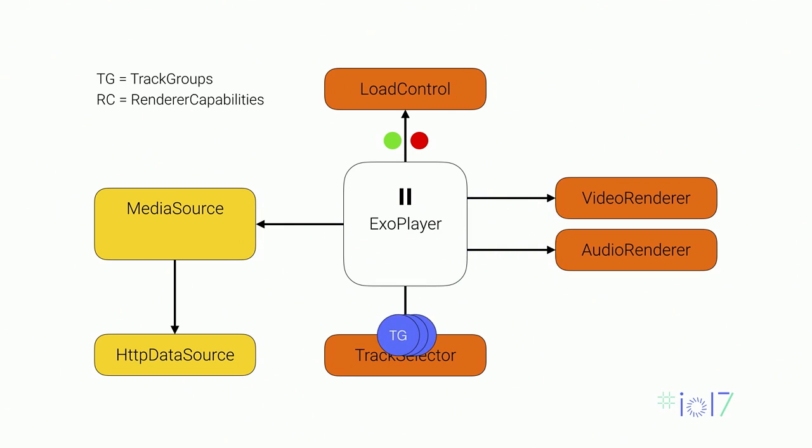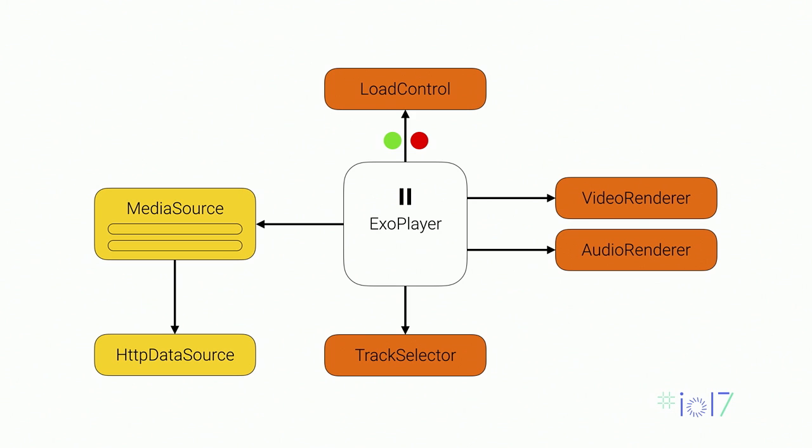So what happens next is that the track groups and the renderer capabilities are fed into the track selector. The track selector does its magic. It produces a selection, and that selection goes back to the media source. At this point, the media source knows what it's going to buffer, because it knows what the track selection is. And so it allocates some buffers.